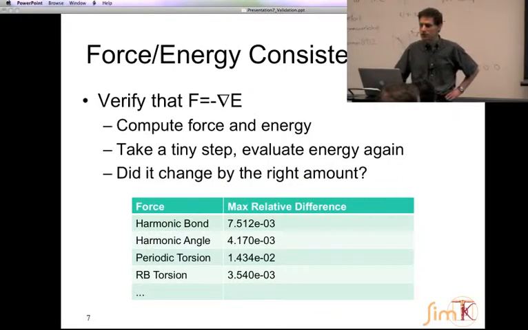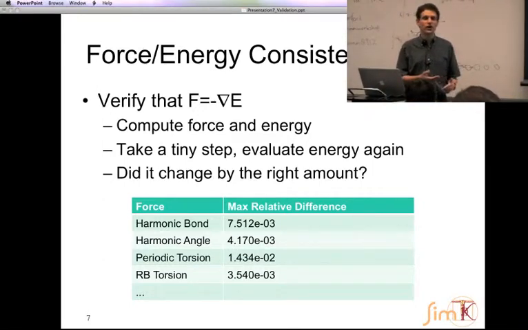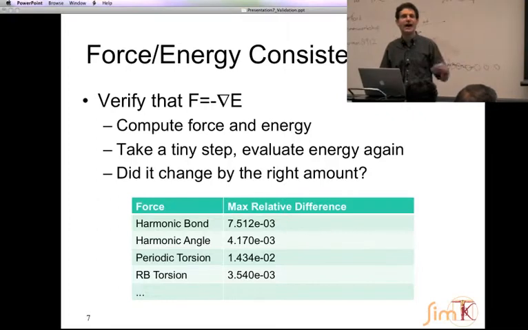The second type of test we do is force energy consistency. This is really just checking that the force should be the gradient of the energy. So if you calculate the energy, you calculate the force, do they agree with what you expect? So we take the system, put it at a location, compute the force and energy, take a tiny step in the direction of the force, and evaluate the energy again. And did it change by the amount we expected it to? Because to first order, the change in energy should just be the size of the step times the gradient of the energy, which is the force. And so, again, we do this test, and you'll find a table in the manual listing for each one how well they agreed.